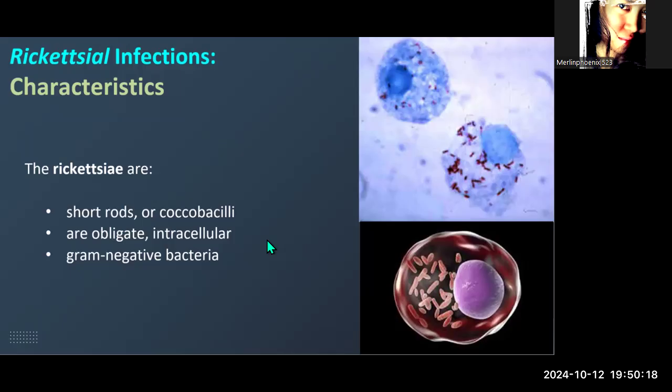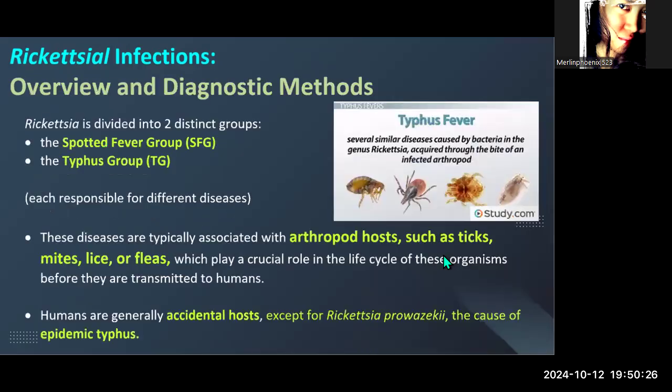So characteristics, the Rickettsiae are short rods or coccobacilli. They are obligate intracellular gram-negative bacteria. And Rickettsia is divided into two distinct groups. We have the SFG and TG. So spotted fever group and the typhus group. So each responsible for different diseases.